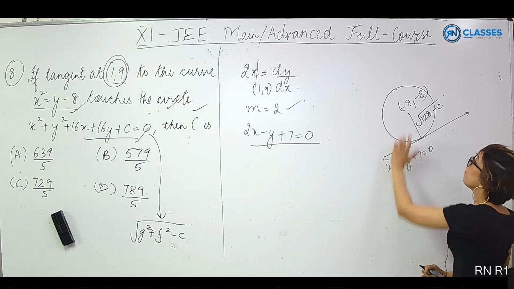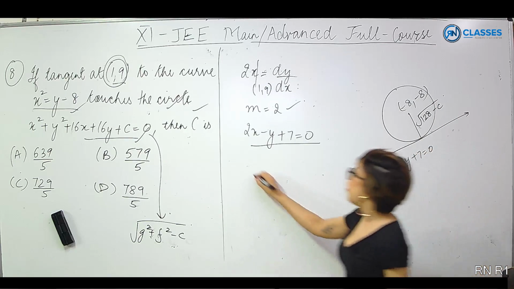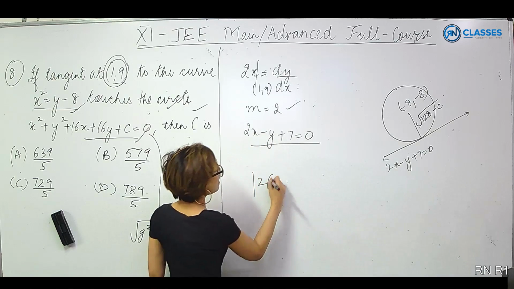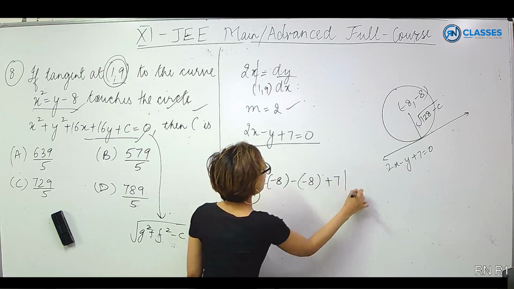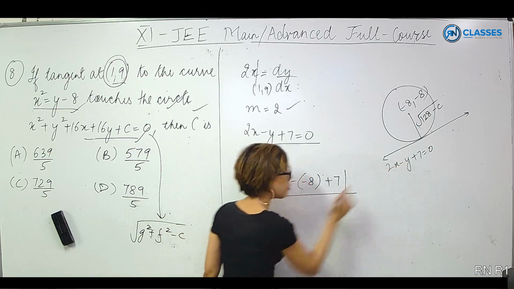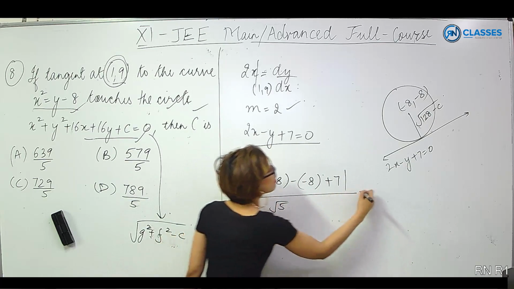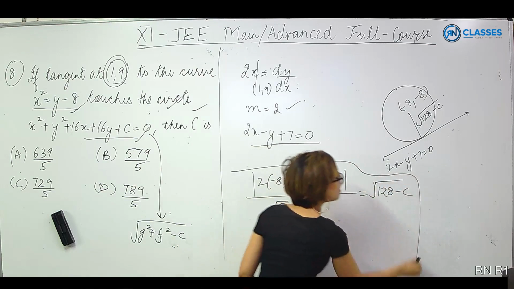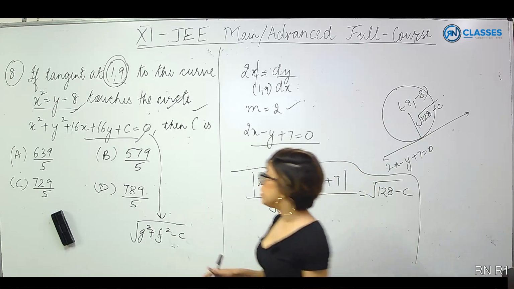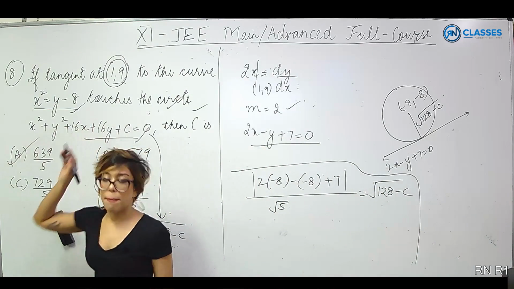Now, the distance of this line from the point, I know how to find that out. So, mod of 2 into minus 8 minus y, which is minus 8, plus 7, whole divided by square root of this square plus this square, so root 5, is equal to the radius, square root of 128 minus 3. Now, this is the equation. You can easily solve it. The answer will turn out to be option A.